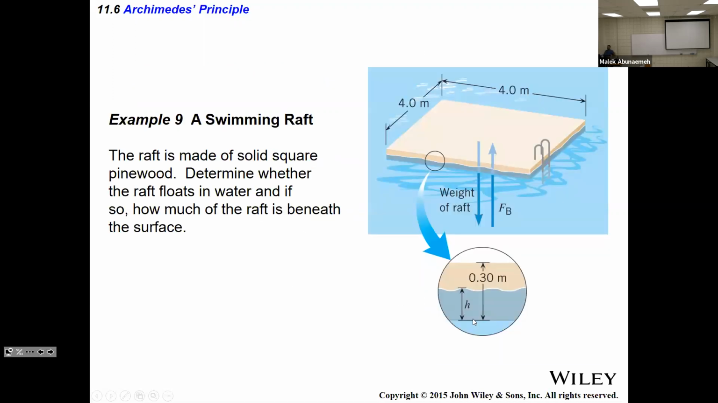So let's do another example, shall we? Here's example number 9. Now you've got a raft that is made of solid square pine wood. Determine whether the raft floats and, if so, how much of the raft is beneath the surface. Now your dimensions for the raft are 4 times 4 times 0.3.